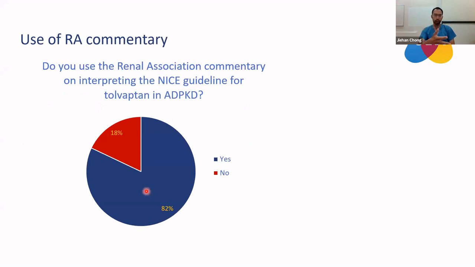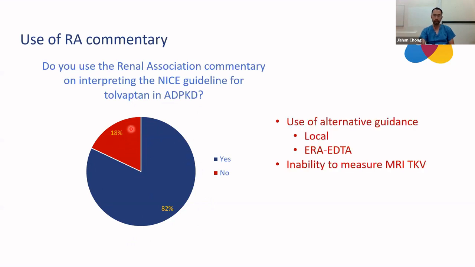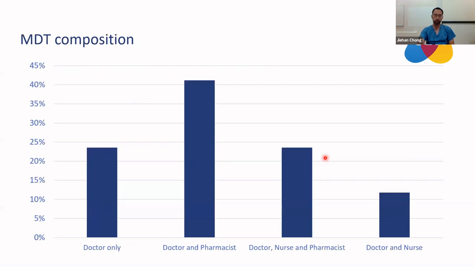To try and understand what might be driving differences in local practice, we asked how many people were using the Renal Association commentary on the NICE guidance. Again, the majority said yes, although a significant minority did not. The reasons cited included use of alternative guidance or an inability to measure MRI-TKV. Most units appear to use some kind of MDT to deliver Tolvaptan, with less than a quarter of units having a team comprised of doctors only.